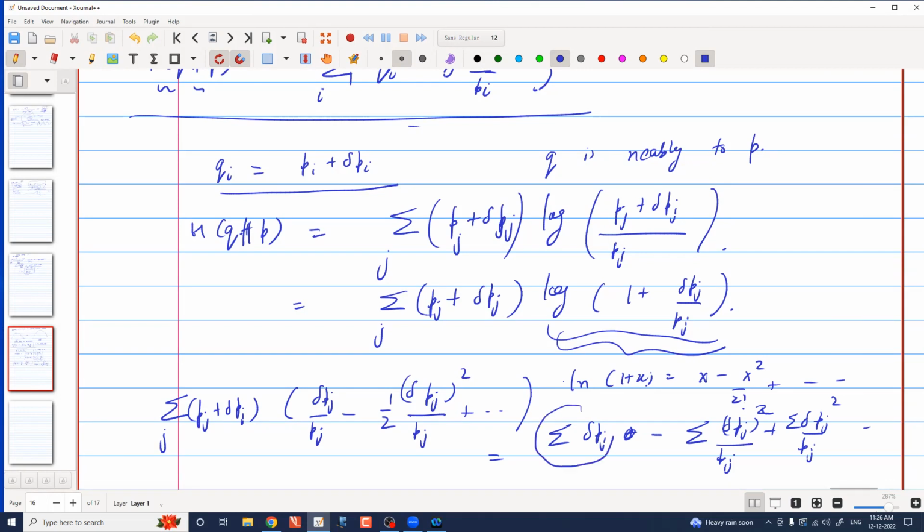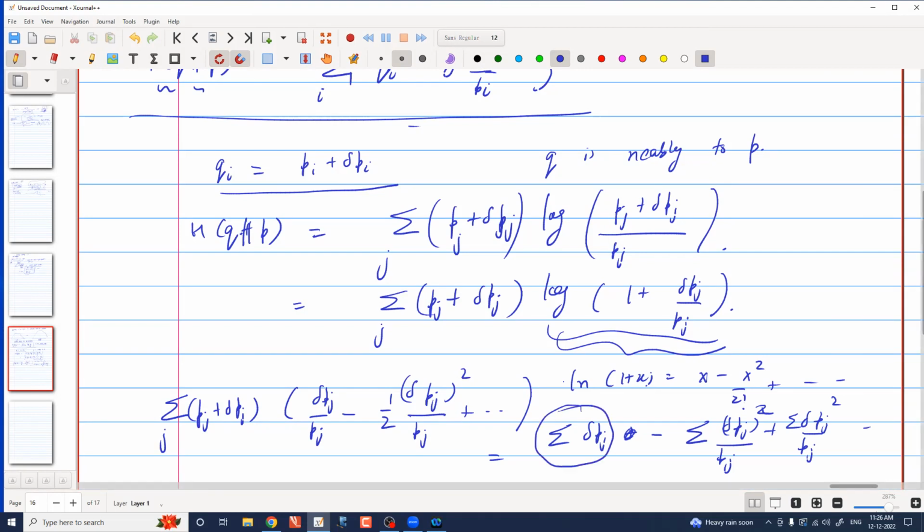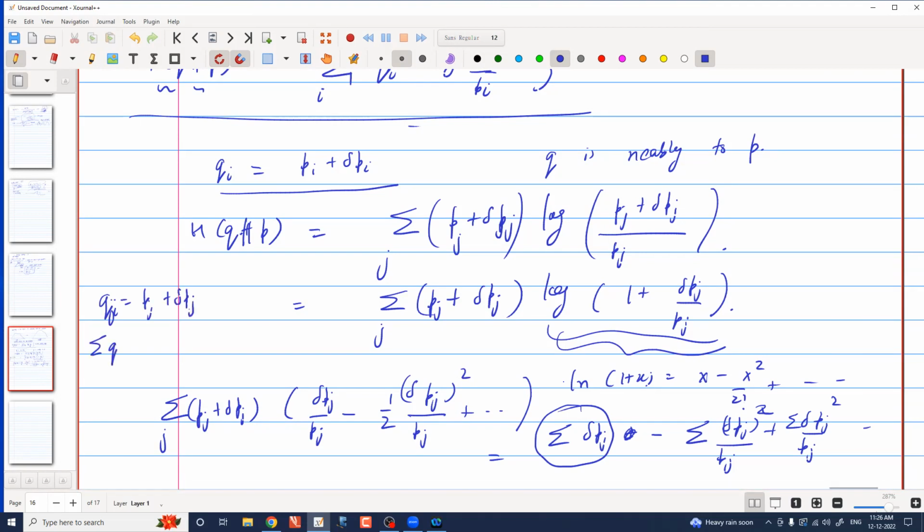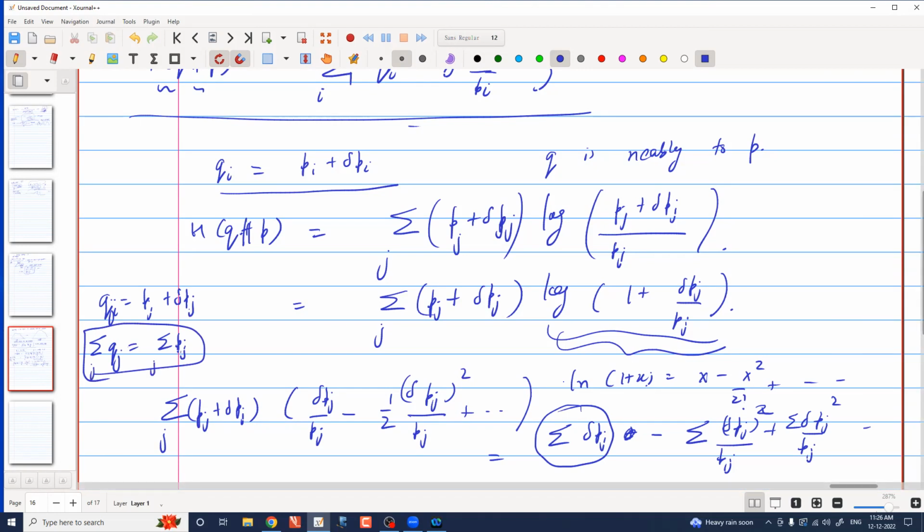So what is going to be this term? Remember, I had Qi or Qj, whatever. Qj was Pj plus delta Pj. And I know the sum over j of delta Pj, because these are probabilities, they have to normalize to 1. So the change is going to be 0. Sometimes going to be slightly more, sometimes going to be less. So this guy cancels out. I'm just left with the second order term. And I'm just going to solve it, and I'll just write down the answer.